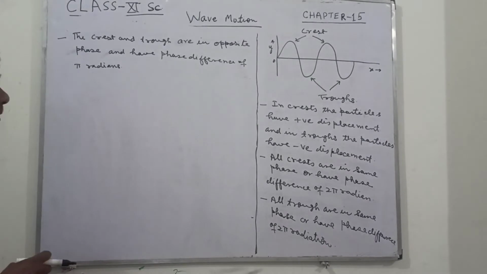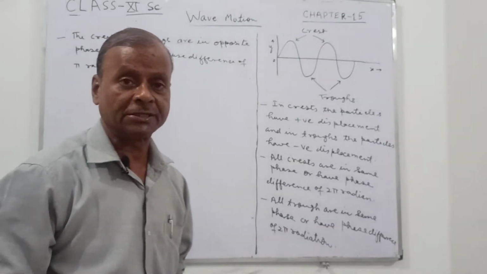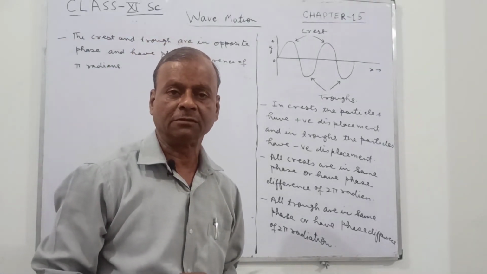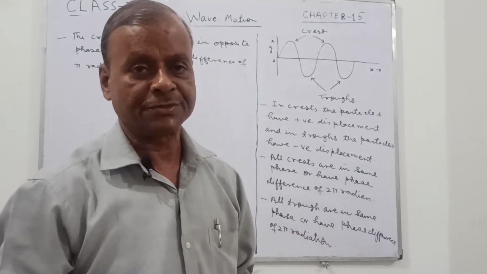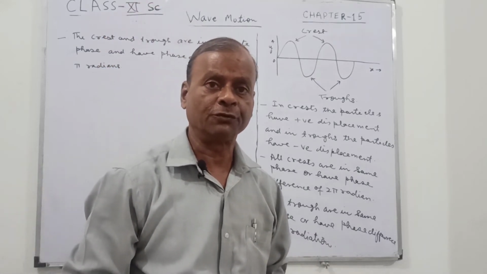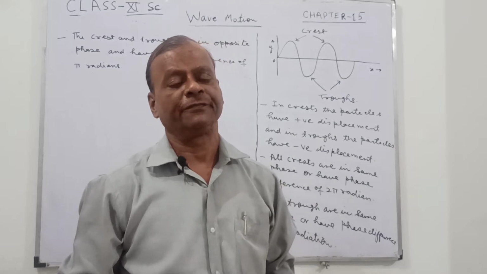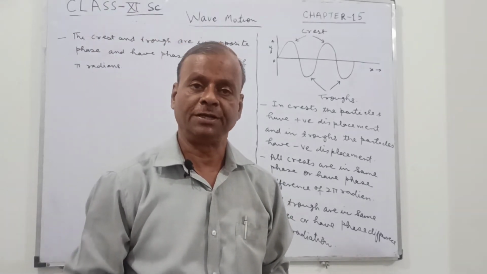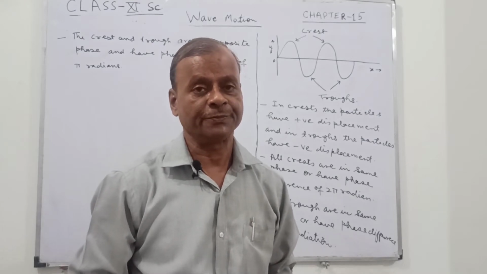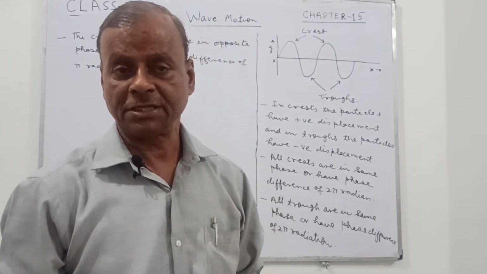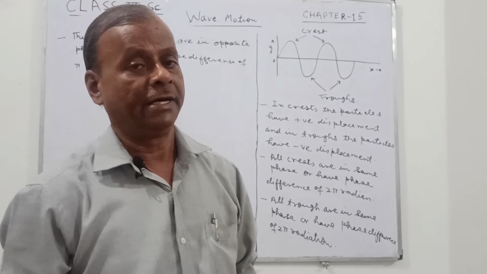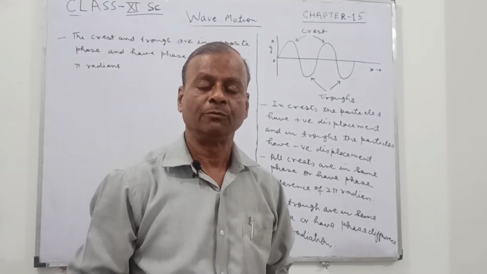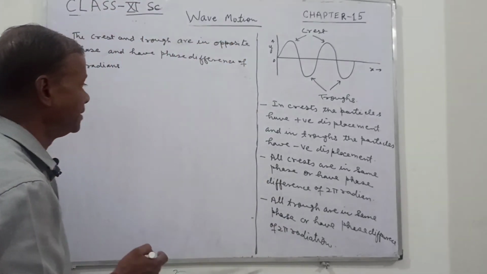So the difference between the transverse and the longitudinal waves is that in the longitudinal wave we have rarefaction and compression, and it cannot be polarized. In the transverse wave, there are crests and troughs, and these waves can be polarized. So now I take examples of these two.